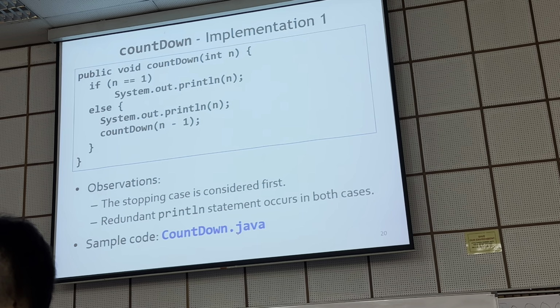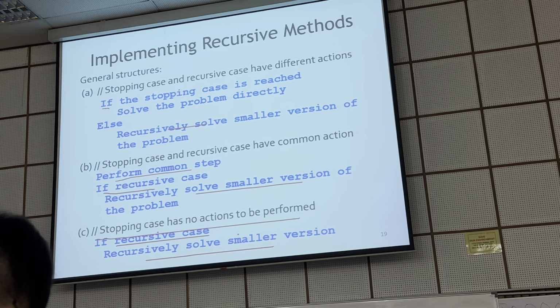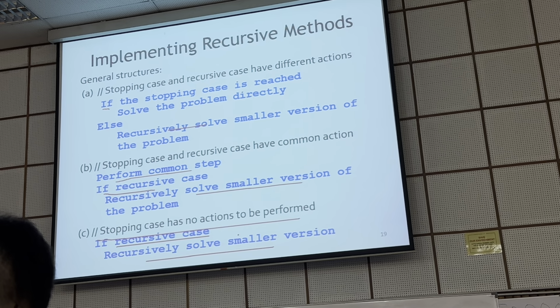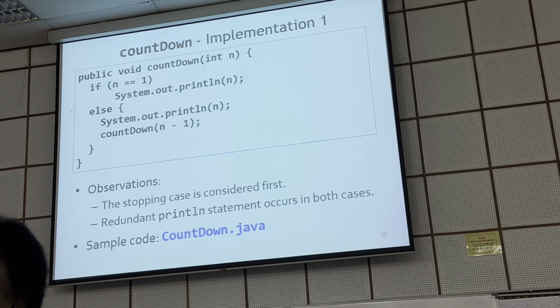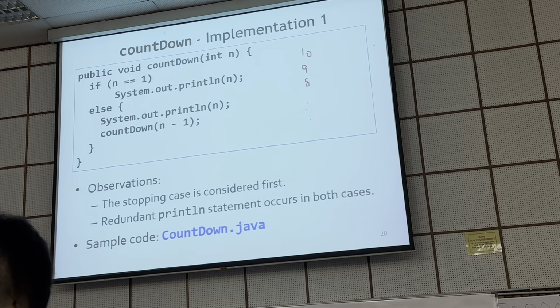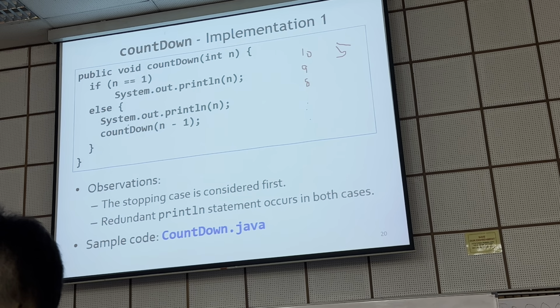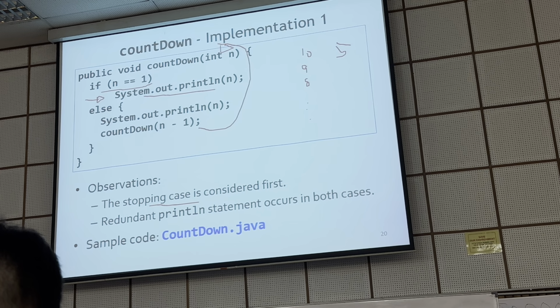So let's take a look at this. See how to implement a recursive method. There are three structures you can use. The first one is countdown. Countdown means you will have 10, 9, 8, and so forth. If my n value is 10, it will start from 10. If my n value is 5, it will start from 5. So is n equal to 1? If not, you print the value, you subtract 1, you come back here, and the method calls itself again. You have to consider the stopping case first, and only then print the line. Now, things to observe: here you have a print line, and here you have a print line.